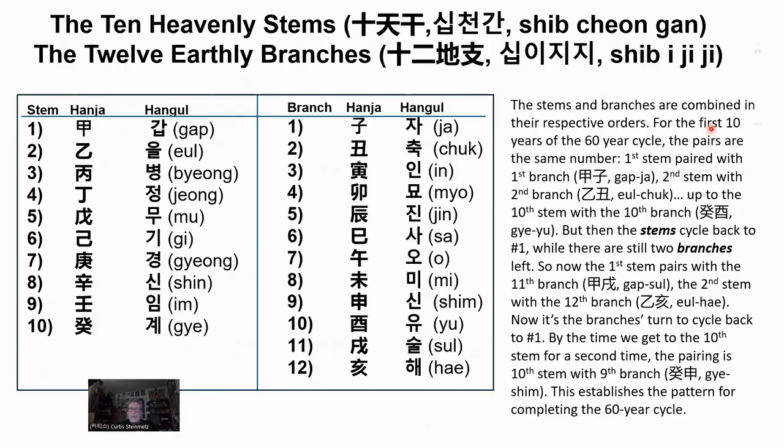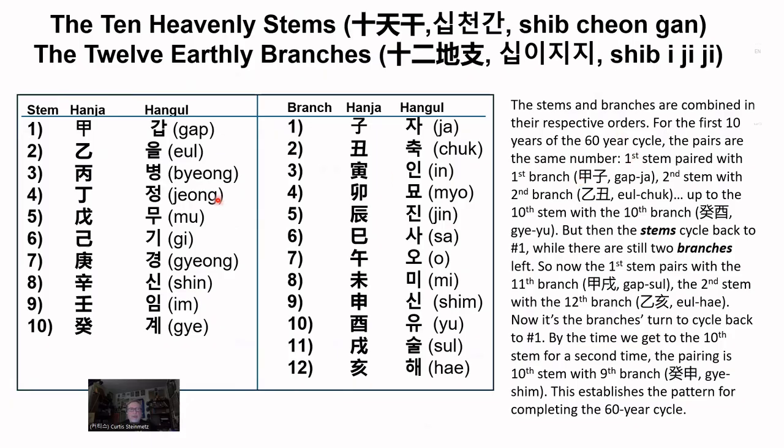For the first 10 years of the 60-year cycle, that's how these stems and branches are combined together to come up with 60 combinations for the 60-year cycle of the lunar cycle, which is how every year gets assigned its combination of 1 heavenly stem and 1 earthly branch. The combination of byeong with O is the combination that we're in this year, which we call the year of the fire horse. But really it's the year of byeong-o.